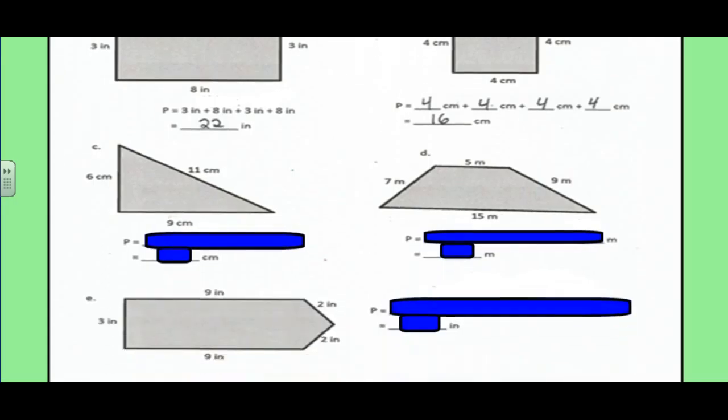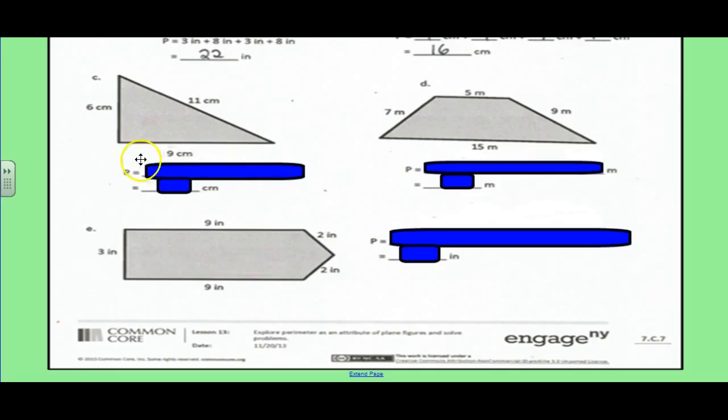Okay, so look at shape C. I'm going to let you go ahead and just do this one on your own. I want you to add up those 3 side lengths and then write down what the perimeter of that shape is. And whenever you're ready to check that, you may push play. So 11 plus 9 plus 6 gave us a perimeter of 26 centimeters.